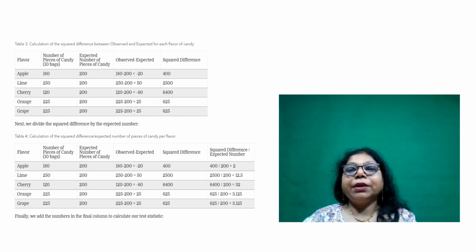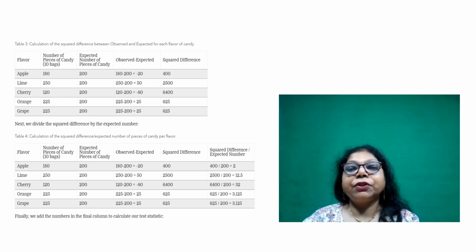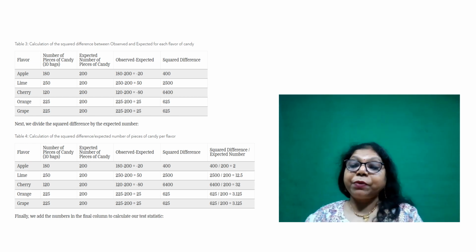To draw the conclusion, we compare the test statistic to a critical value from the chi-square distribution. We first decide on the risk we are willing to take for drawing an incorrect conclusion based on our sample observation. For the candy data, we decide prior to collecting data that we are willing to take a 5% risk of concluding that the flavor counts in each bag across the full population are not equal when they really are. In statistics, we say that this is the significance level, alpha. Alpha is 0.05. That is what we have taken.